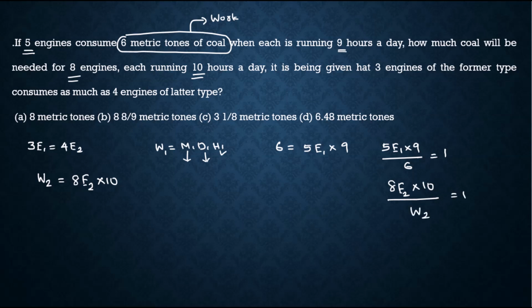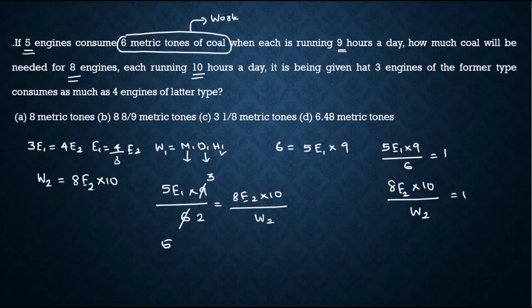8E2 into 10 divided by W2 equal to 1. We can equate both: 5E1 into 9 divided by 6 equal to 8E2 into 10 divided by W2. We can cancel this one, this one. Here you will get 3 from 9 and 6, and here you will get a 2. Fine, no issues. Then we know that 3E1 equal to 4E2. That means E1 equal to 4 by 3 E2.